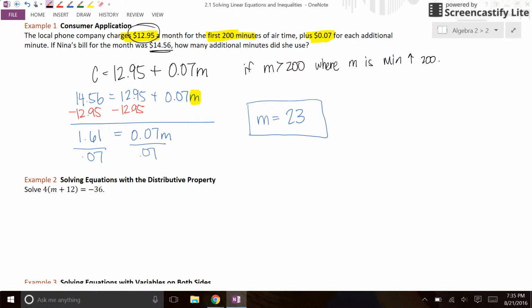Now you have two options to solving this problem. We can distribute the 4 through. Very legal. And so I'll do it that way first. So I'm going to distribute the 4 through. I'm going to have 4m plus 48 equals negative 36.